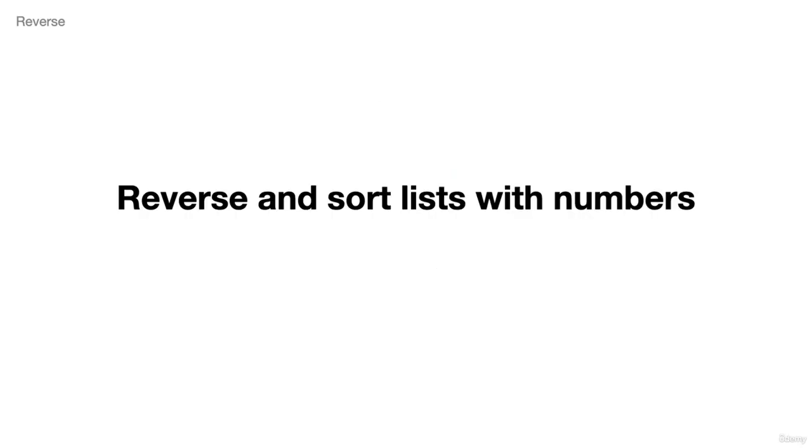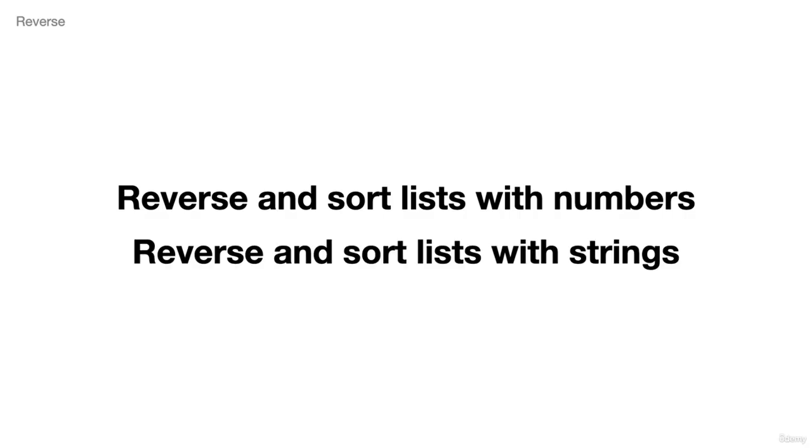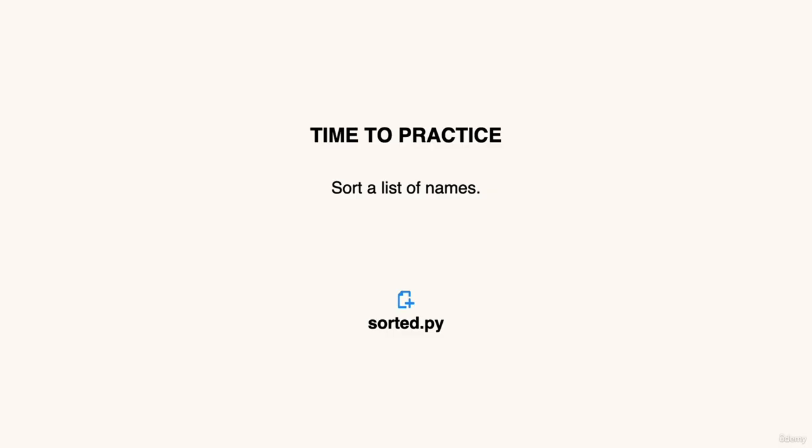You just saw how to sort and reverse lists with numbers. You can do the same with lists that contain strings. Reversing will reverse the list of strings. But how will Python sort a list with strings? Why don't you try it out?